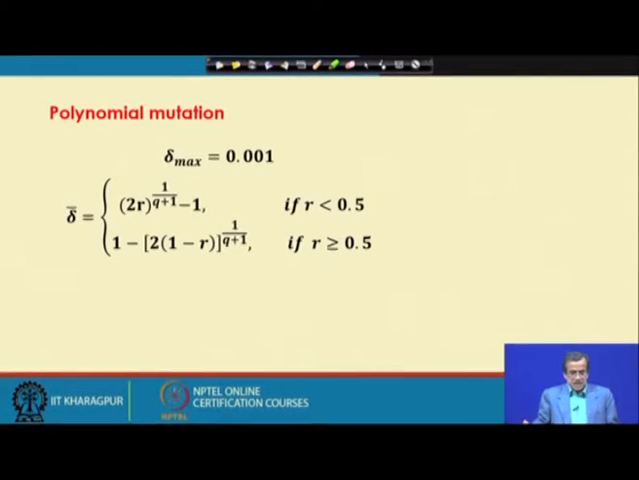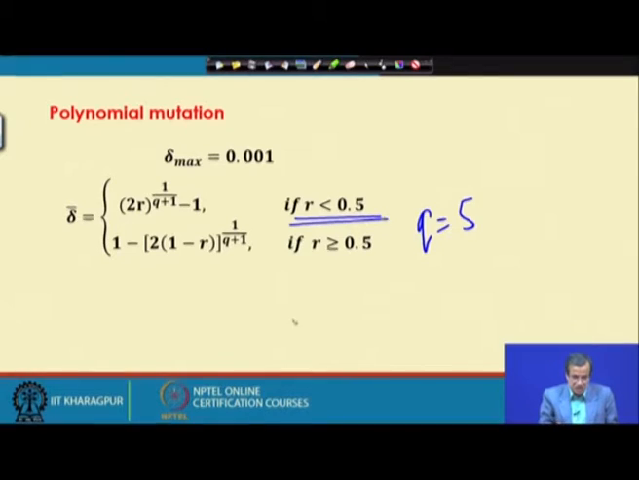Now, using this particular, I will have to assign some value for this particular q. Let me consider q is equal to 5. Now, if q is equal to 5, I can find out this particular expression, and supposing that r is found to be less than 0.4, let us assume that.